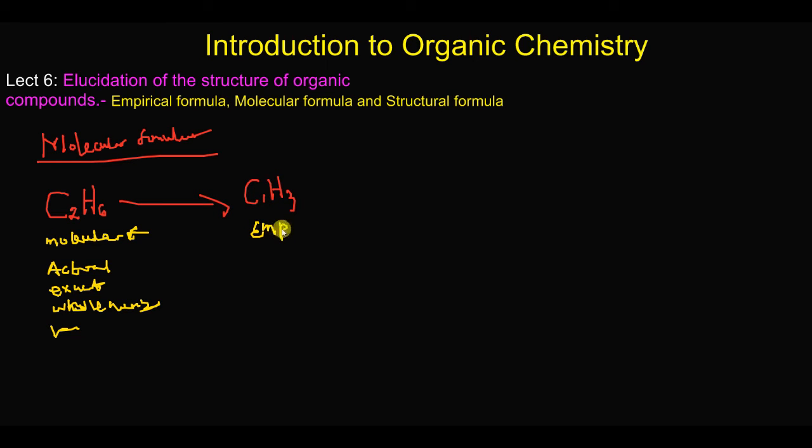Empirical formula shows a very simplified ratio of each atom of the element within a compound. Here you cannot say that this is the actual. Actually, the real number of atoms of carbon is 2, and here is 6. But after doing some division, we got what we call 1:3. So the empirical formula is different from the molecular formula by its number of atoms that are there. So basically that is it.